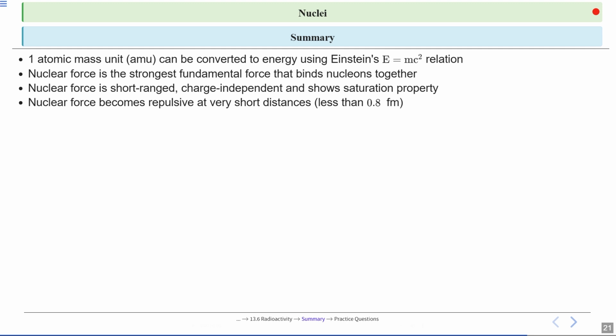Another key point is that the nuclear force actually becomes repulsive at very short distances, less than about 0.8 femtometers. This repulsion prevents nucleons from collapsing into each other.